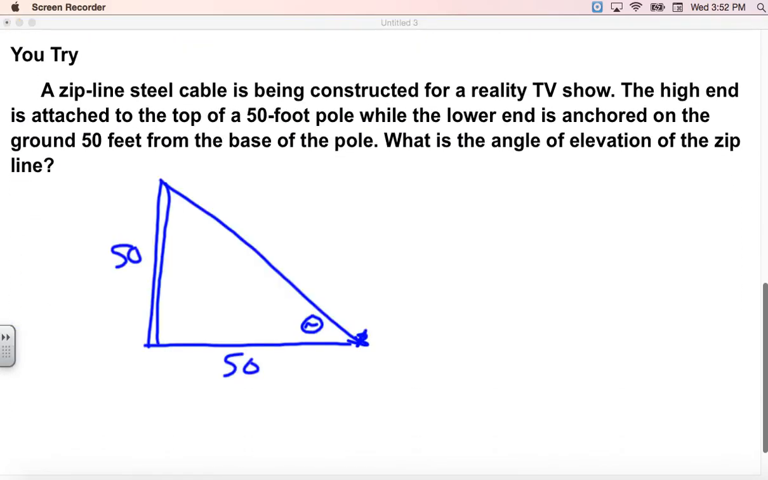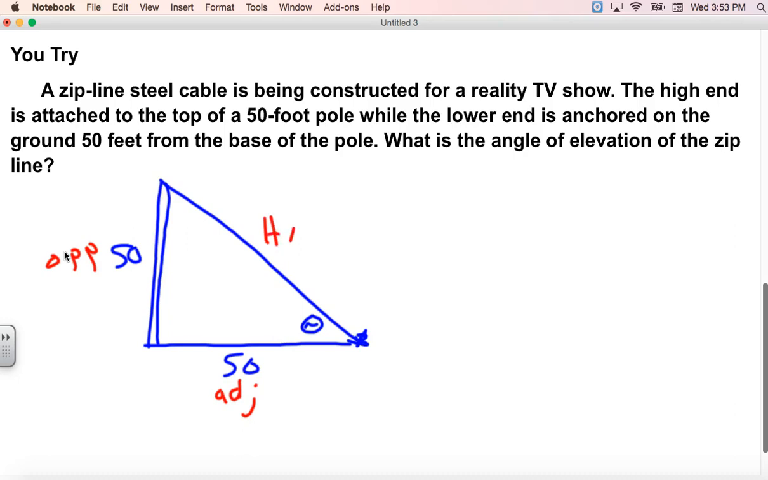So here is our picture that we got. We've got theta is our angle, a 50-foot tall pole, and the zip line's hitting the ground 50 feet from the base of the pole. So the 50 on the pole is our opposite. It's opposite of our angle theta. And then the 50 along the ground is adjacent because, of course, the zip line itself is the hypotenuse.